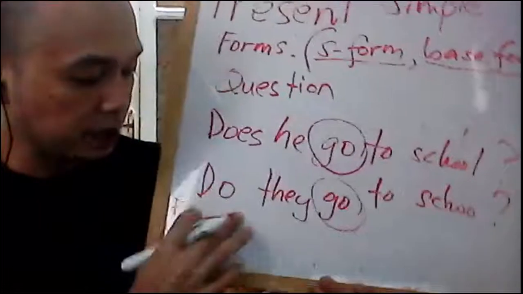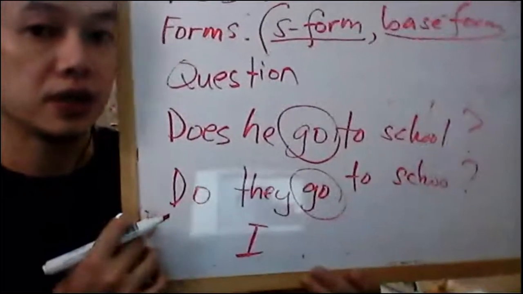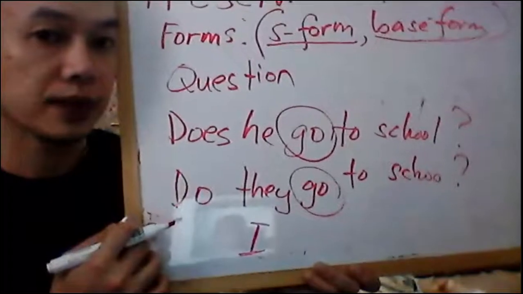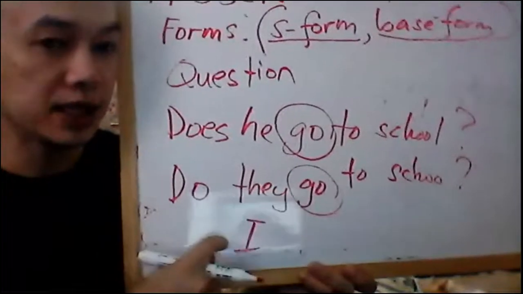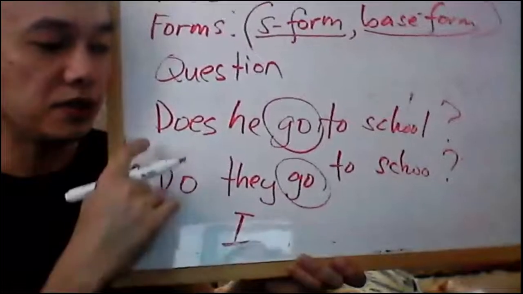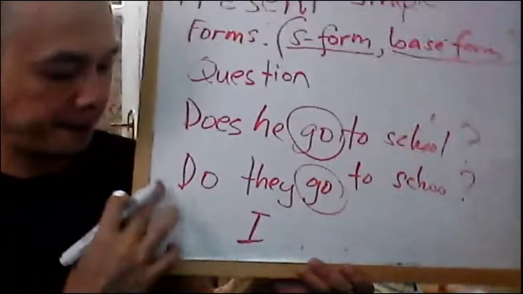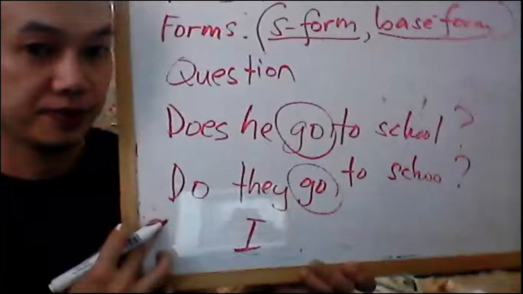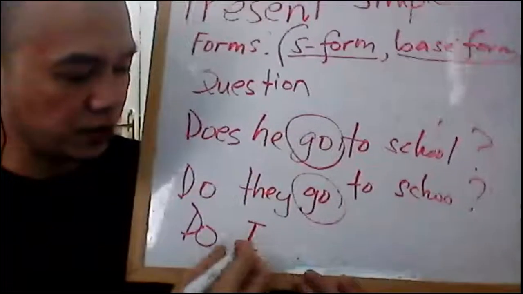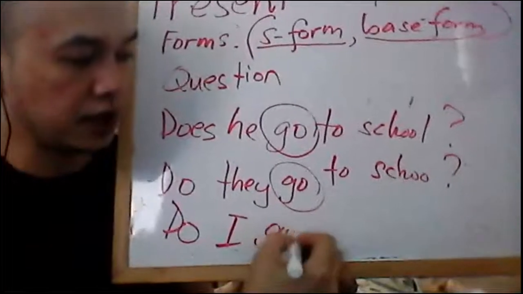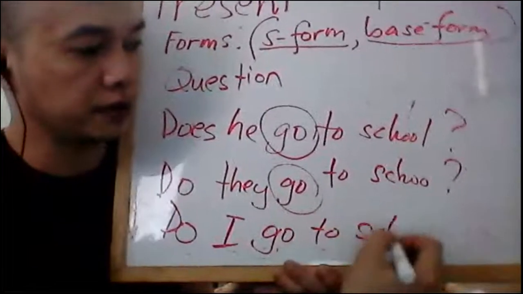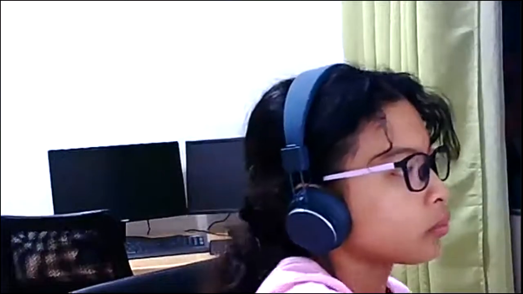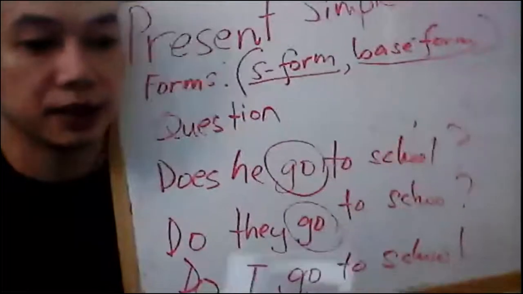Good. How about if your subject is I? What are you going to use, Kristel, in question? Does or do? Subject is I. What are you going to use? Do. Okay. Do because I is special. So do I go to school, for example? All right. That is how you make question with present simple.